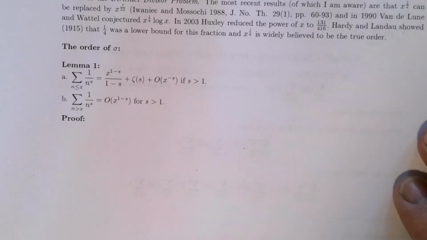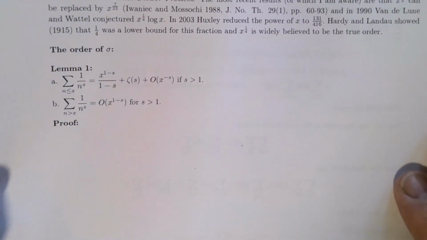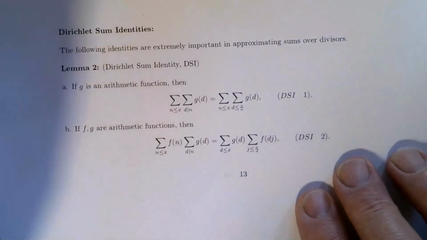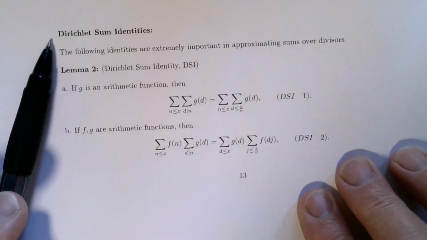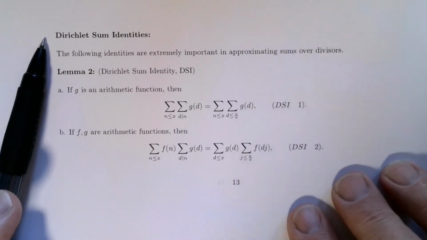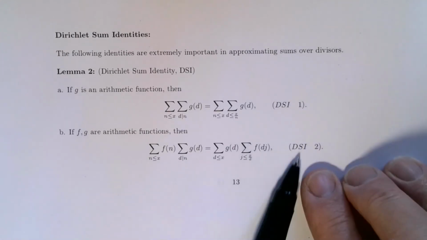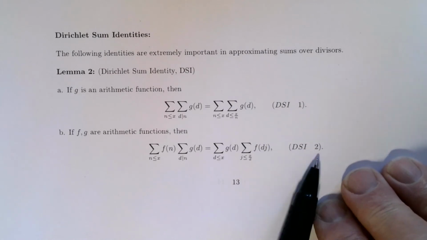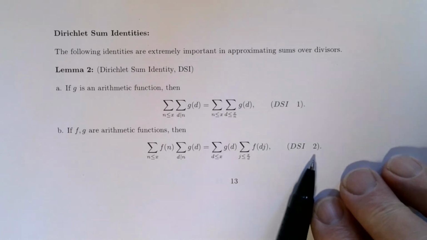And finally, to proceed with sigma, and also later on with phi, and in fact to examine lots of other averages, we need these identities, which I call the Dirichlet Sum Identities. There are two of these. I'm going to call them DS1 and DS2. These are just technical identities, I should say, which enable us to simplify sums.